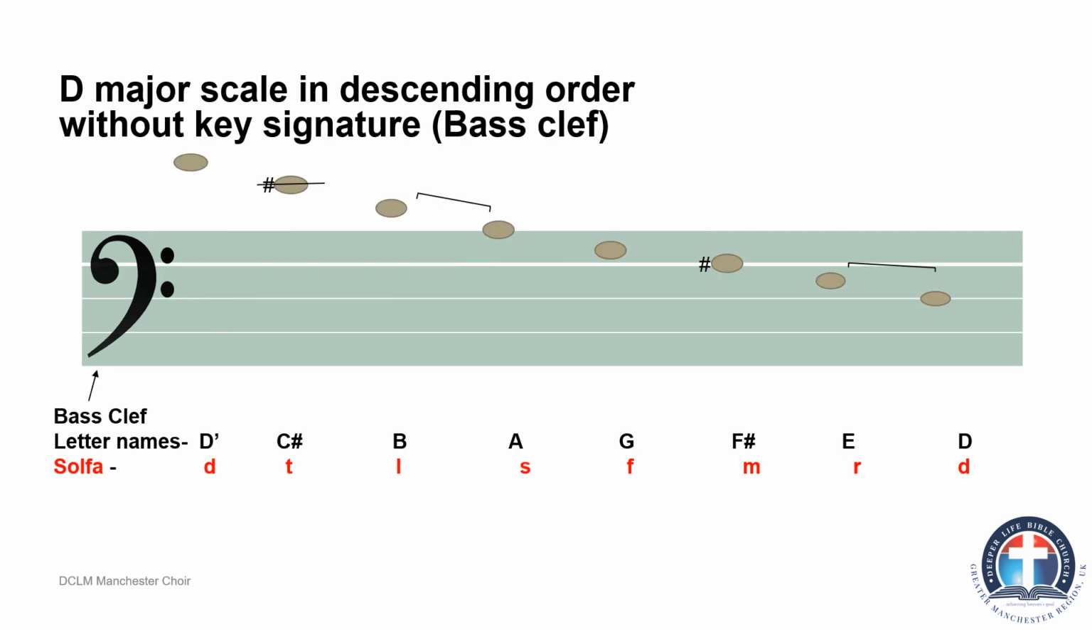So this presentation is different from the previous one because this is the D major scale in descending order without key signature on the bass stave. So we have the bass clef, and after that we do not have the key signature, but the sharps are placed against the notes which are sharpened. So we have D, C sharp, B, A, G, F sharp, E, and then D.